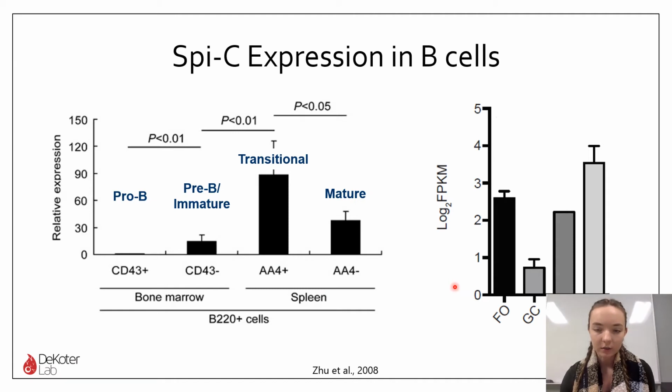This is reanalysis of some RNA-seq data from another group where we looked at the expression of Spi-C in 4 mature or differentiated B cell populations. We found that Spi-C is highly expressed in follicular B cells, that it's downregulated upon entry into the germinal center, and that these cells highly express Spi-C as they reach these antibody-secreting fates, either in the form of plasma cells or plasmablasts.